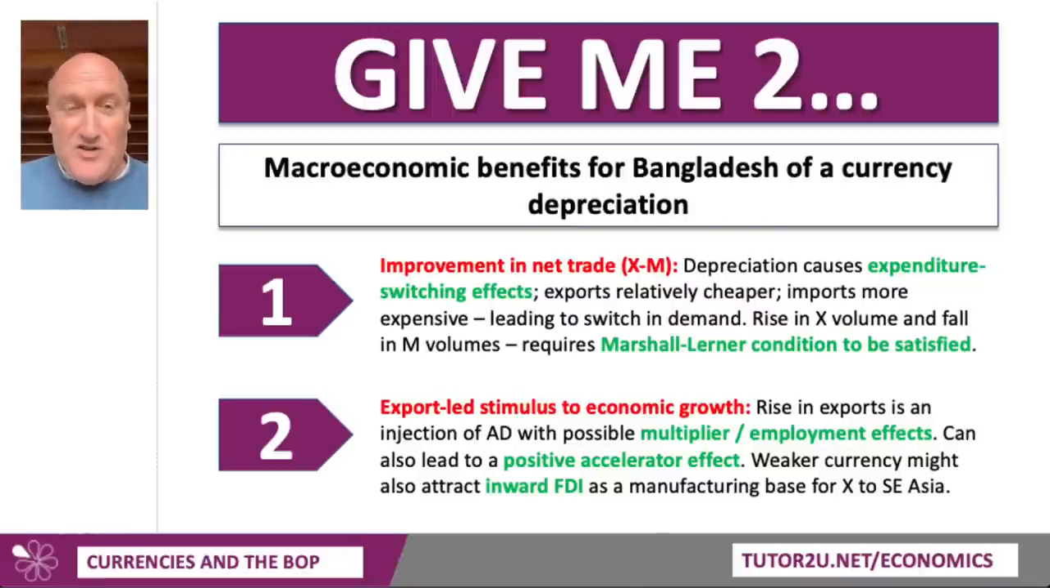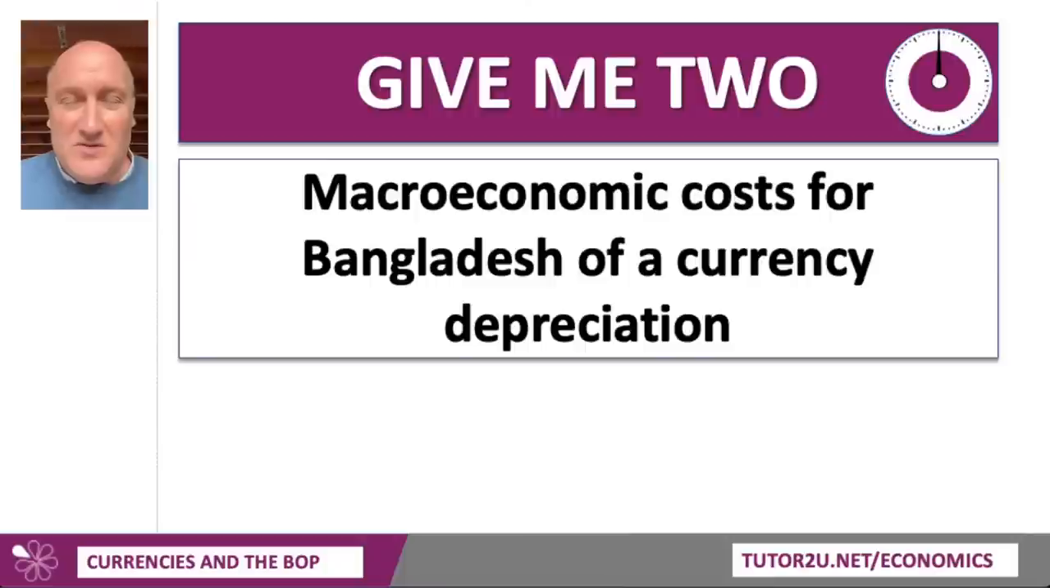So nice points being put in the chat window about falling cyclical unemployment. Lots of things were built in there. And of course, you could use an AD-AS diagram to show this. Let's do a bit of evaluation in terms of the next question. Can you give me 2 macroeconomic drawbacks, downsides for Bangladesh of a currency depreciation? Now, how much detail, what kind of quality can we put on this?